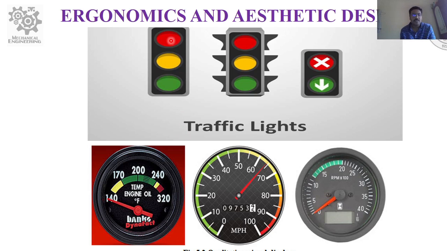We are observing red, yellow, and green. So what is the red? Red indicates a danger condition, so stop the vehicles. And yellow indicates ready to move but not go. So we are just ready to move.